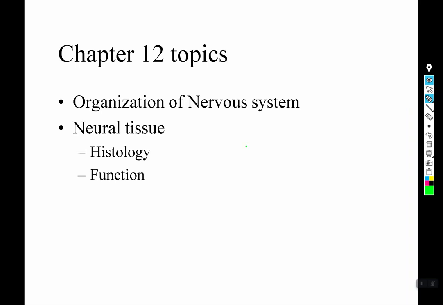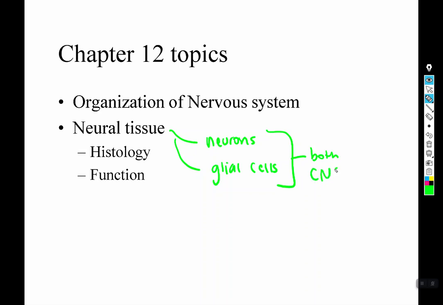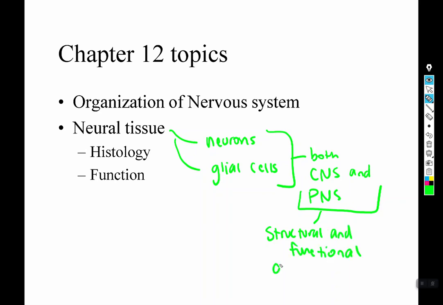But to give you a little overview, we will look at the features, cell types, and histology of neural tissue, and then talk about how those cells function. So this is going to include neurons and glial cells, which are support cells, and types of those that are found in both the central nervous system, which is your brain and spinal cord, and your peripheral nervous system, which is everything that's not your brain and spinal cord. So we'll also talk apropos of this about some structural and functional divisions of the nervous system.